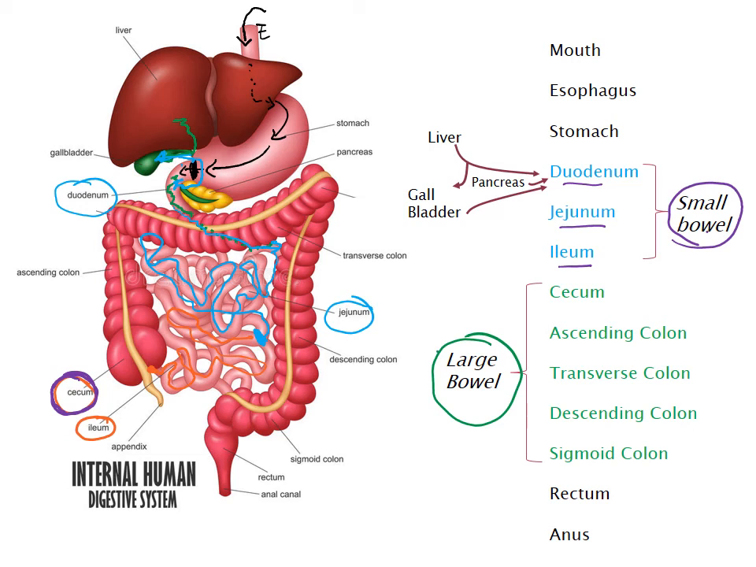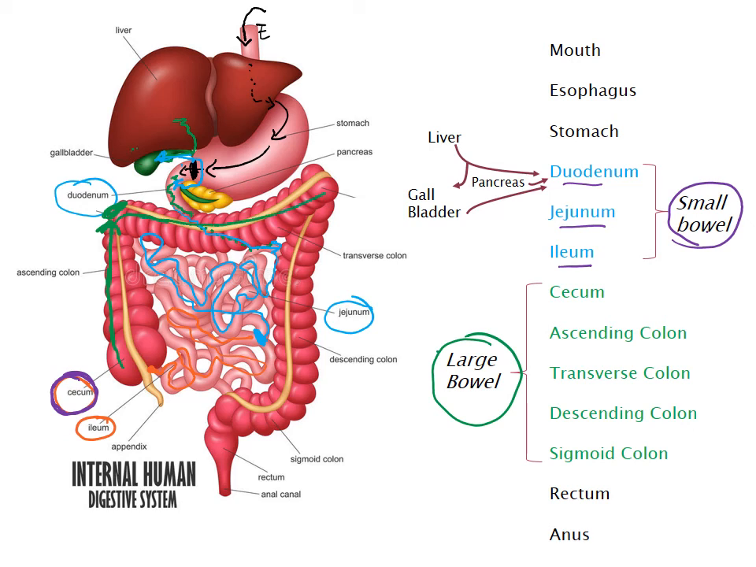Okay, so food now goes up the ascending colon. Why is it ascending? Of course, it's really traveling up the body at this point. It takes a turn around the hepatic flexure. Why hepatic? Because that means liver. It's close to the liver.